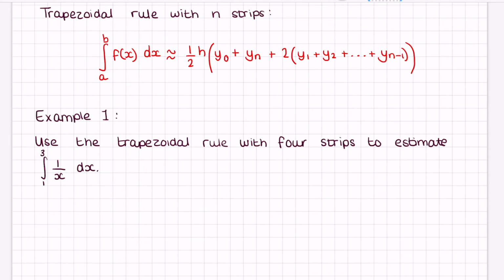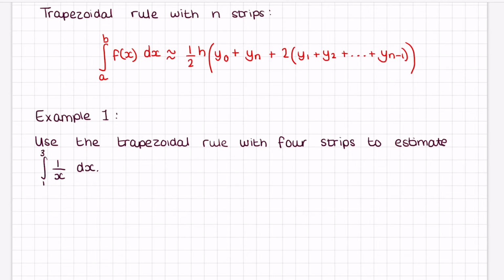We are going to do two examples to show how we can use the trapezoidal rule, with an equation and also in a real world context. Example 1: use the trapezoidal rule with 4 strips to estimate the integral from 1 to 3 of 1 on x dx. Obviously here we have an equation. We could find the exact value of this area by using our calculators, but sometimes you may be asked to do it this way instead and to find an estimate. And I'll show you how to do that.